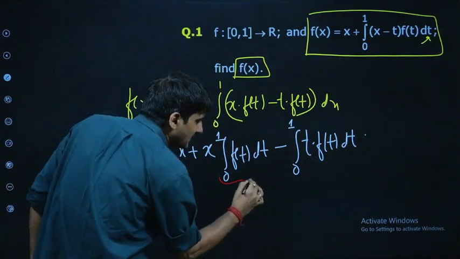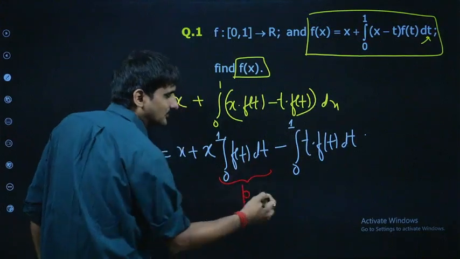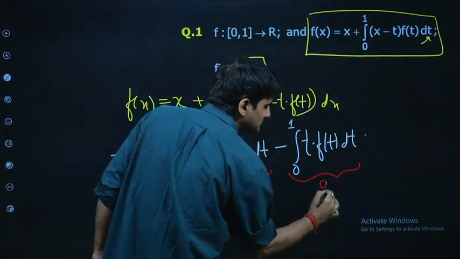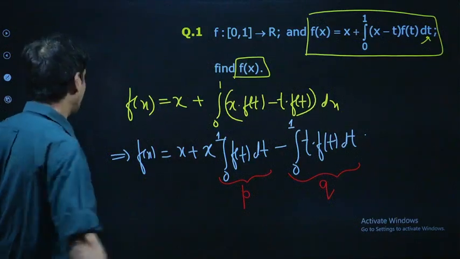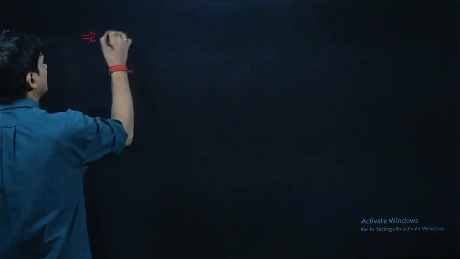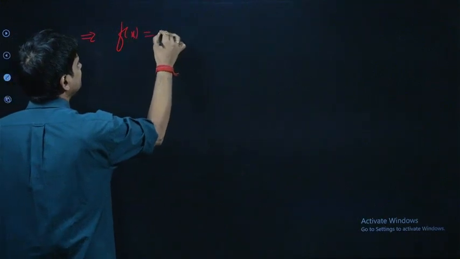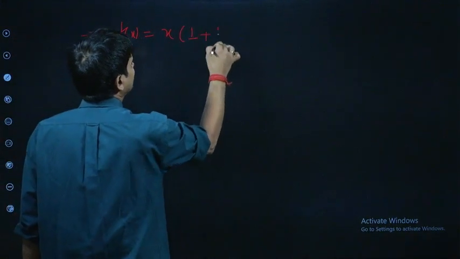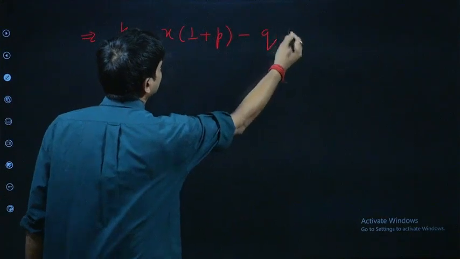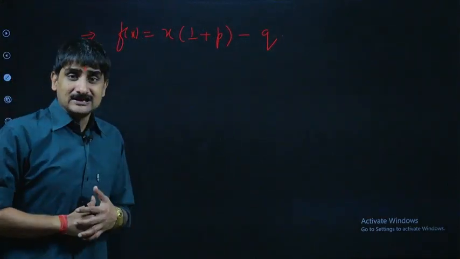So now I will call this constant p, and I will call this constant q. So for me, in that case, our f of x is x times 1 plus p minus q. So that's the f of x here.